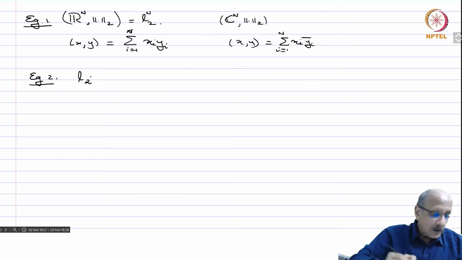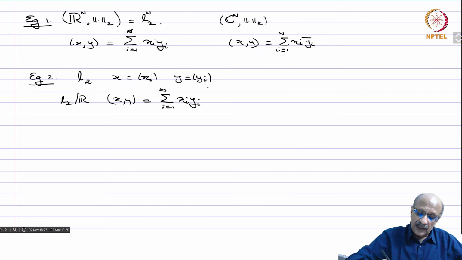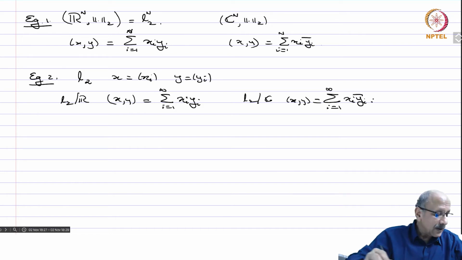So then example 2, little l2. Again, if you have x equals (x_i), y equals (y_i), then if l2 is over R, you define the inner product as sigma i equals 1 to infinity x_i y_i, and this is well defined, this is convergent because by Hölder's inequality this is less than or equal to norm x times norm y. And then if you have l2 over C, with complex numbers, then you define (x, y) as sigma i equals 1 to infinity x_i y_i bar. Okay, so these are the examples for this.